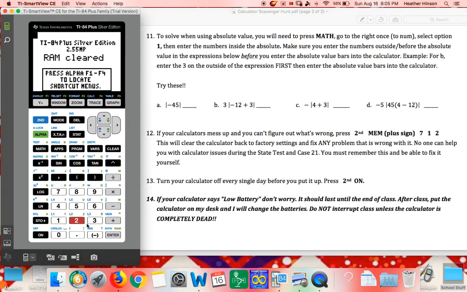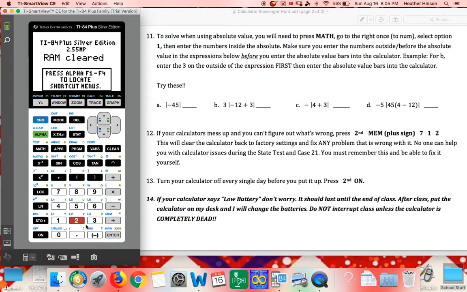Second, mem, 712. This is going to help you, especially when you're taking a test, or when you're taking the state test, or the NCASE test, the Case 21, because teachers are not allowed to help you with calculator problems at that point, because they expect you to know how to work the calculator by the time you get there. So if something completely messes up on your calculator, just remember second mem 712. That'll take it back to factory settings and clean out any problem that was there.